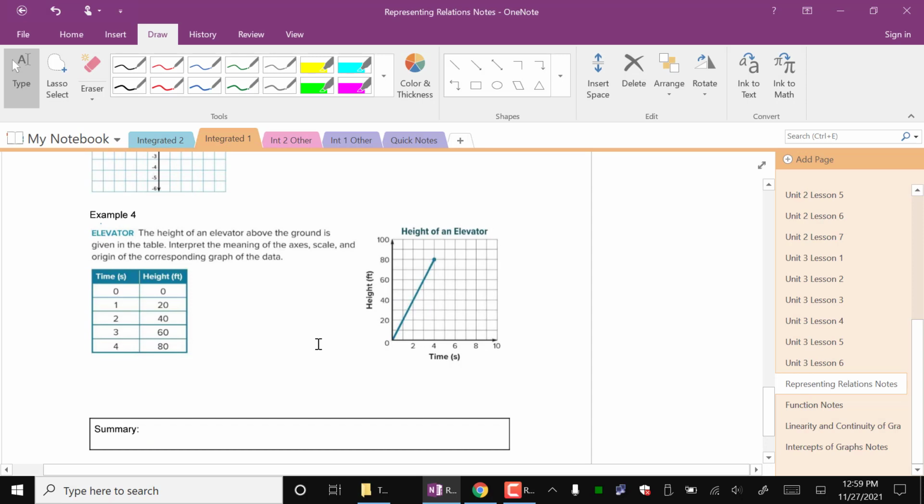So the height of an elevator above the ground is given in the table. Interpret the meaning of the axes. So that would be what is our x value and our y value. Our scale, that's how much the x is going by, how much the y is going by, and the origin of the corresponding graph and data. Origin, so right there, what does this mean? So if we look at this, the x value is going to be right here. That is time. If we look over at our table, time is our x. So x is the time in elevator.